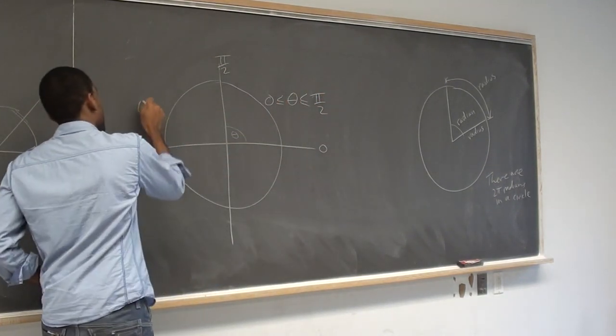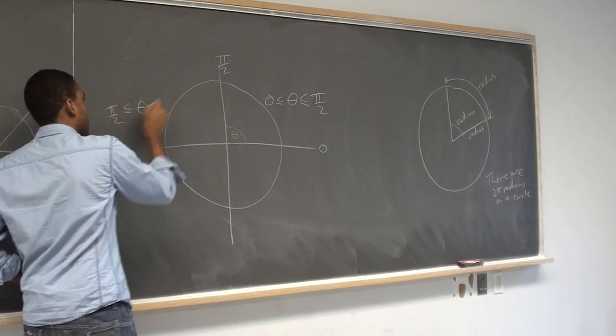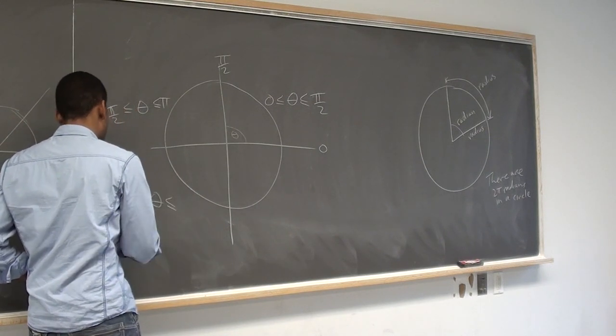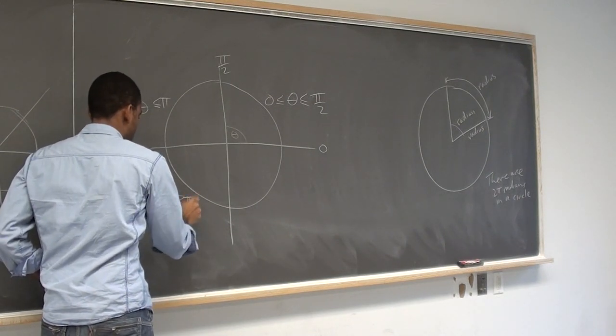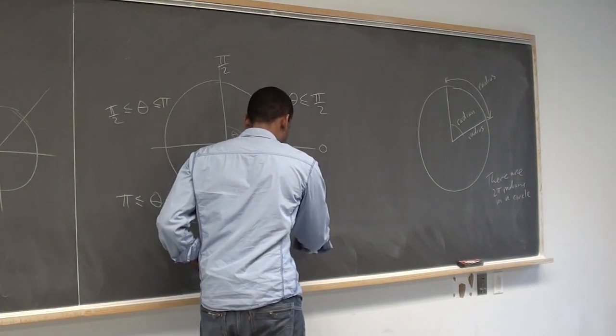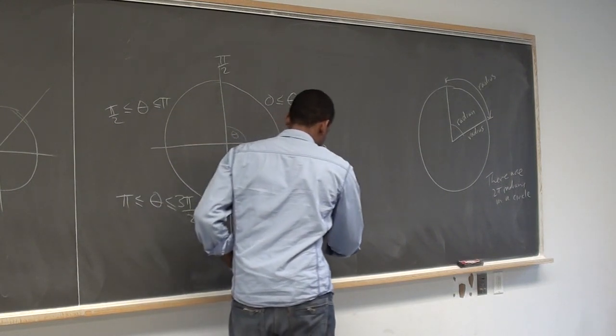What about over here? Pi over 2 to pi. That is correct. What about over here? Pi to 3 pi over 2. What about over here? 3 pi over 2 to 2 pi. You guys are so smart.